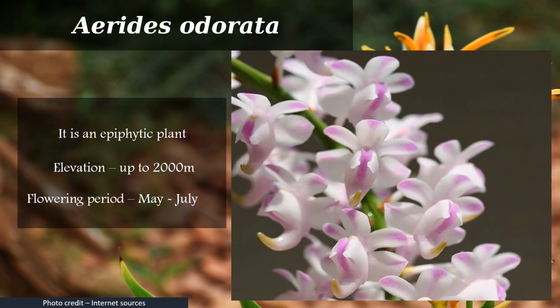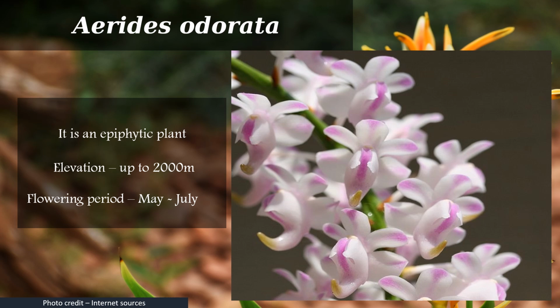Then comes our Aerides odorata. The common name is fragrant fox brush orchid, or you can say fragrant orchid or fragrant cattail orchid. From the common name you can clearly guess that it has a very strong fragrance or aroma, so you can get attracted to it, of course.